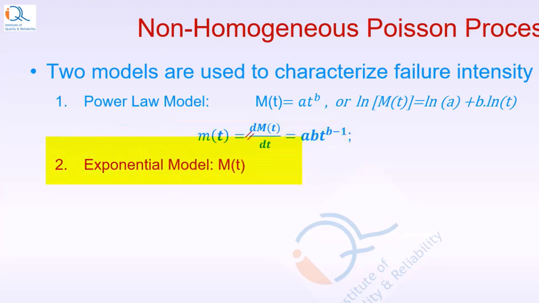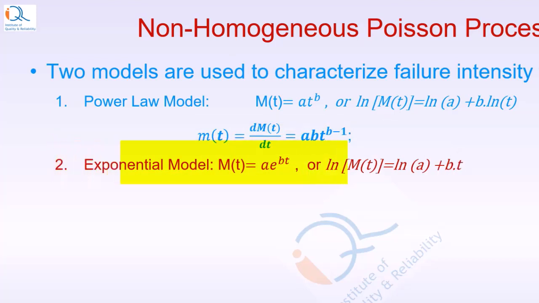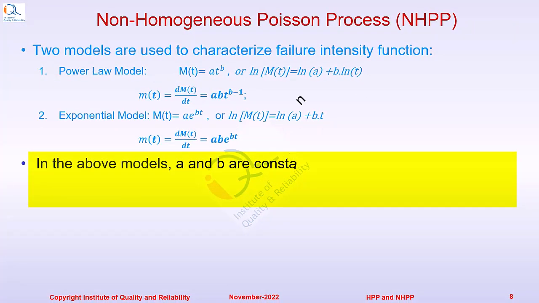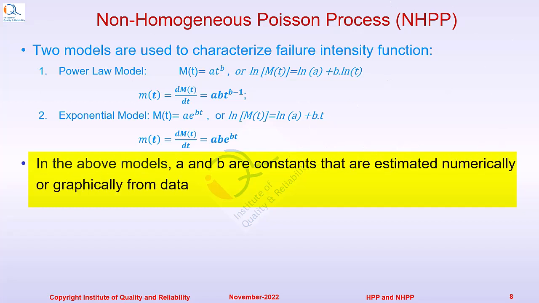The second model used is the exponential model, according to which m of t equals a into e raised to bt. Or if we take logarithms, ln of m of t will be equal to ln of a plus bt. If we take the derivative to find the instantaneous intensity function, it will be equal to ab e raised to bt. In the above models, a and b are constants that are estimated numerically or graphically from data.